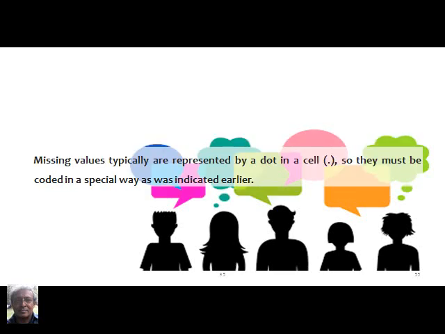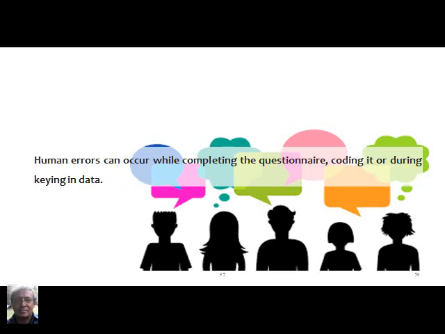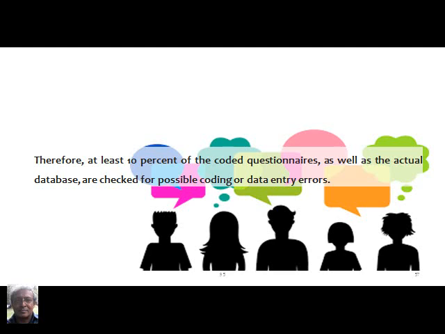Missing values typically are represented by a dot in a cell. So they must be coded in a special way, as was indicated earlier. Human errors can occur while completing the questionnaire, coding it or during keying in data. Therefore, at least 10% of the coded questionnaires, as well as the actual database, are checked for possible coding or data entry errors.